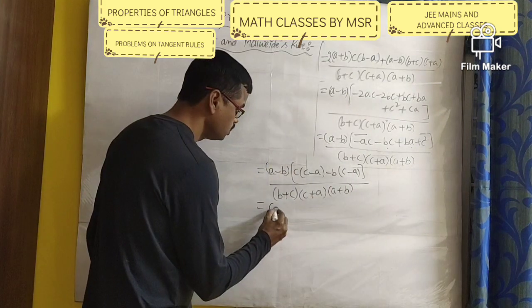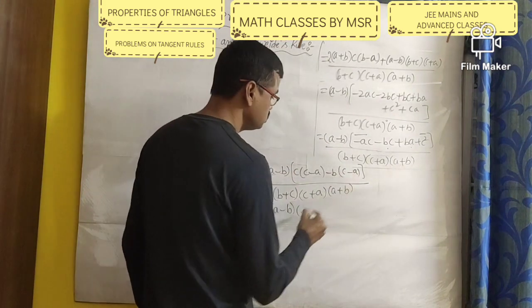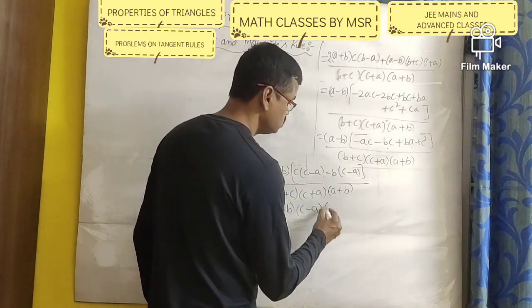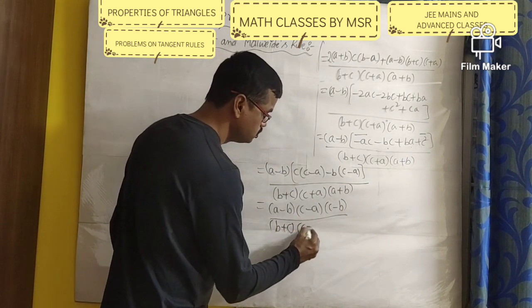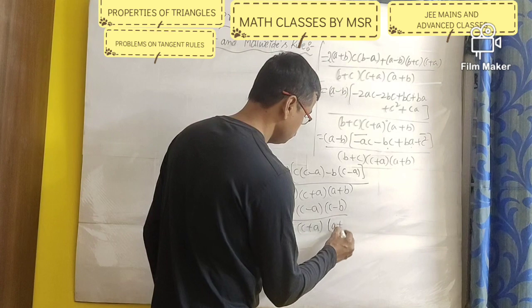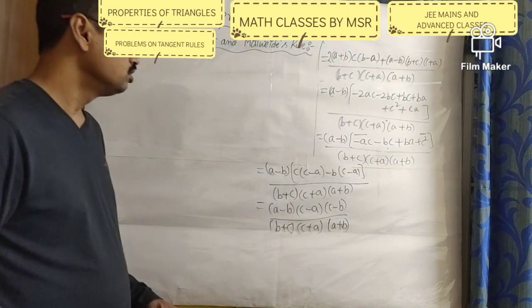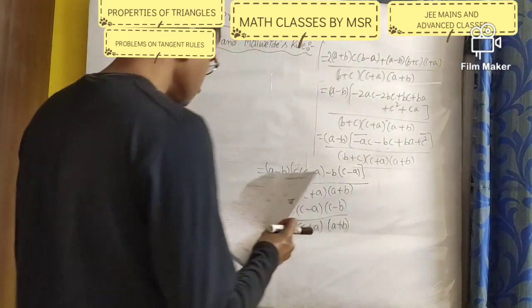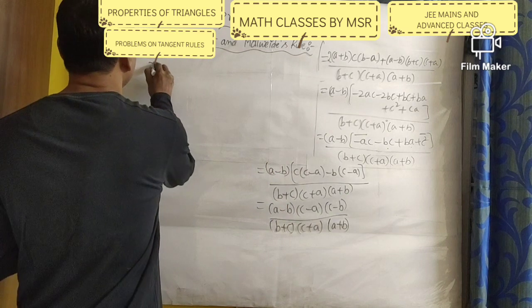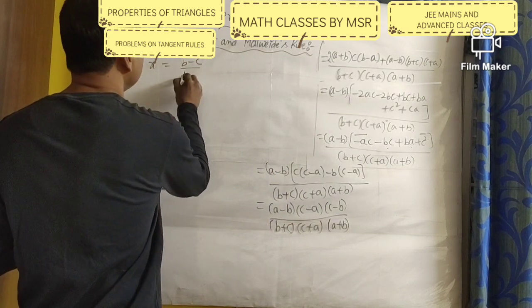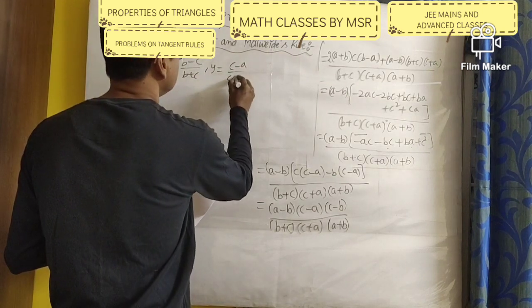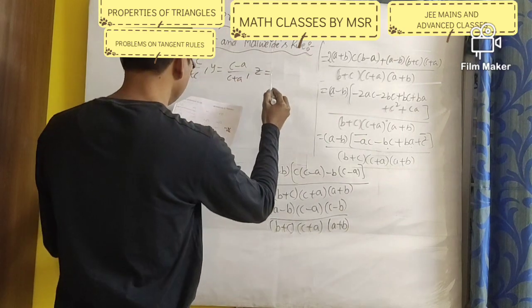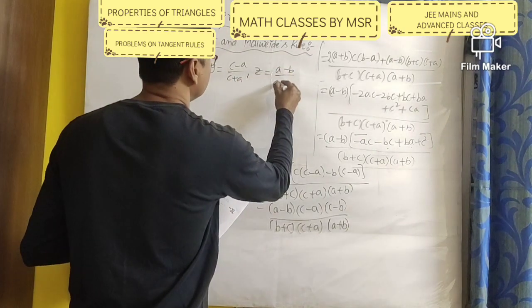So you will get here a minus b into, here c minus a take common, c minus a into c minus b, over (a plus b) into (b plus c) into (c plus a). Okay, so what is the x value we got? X is equals to b minus c by b plus c, y is equals to c minus a by c plus a, z is equals to a minus b by a plus b.